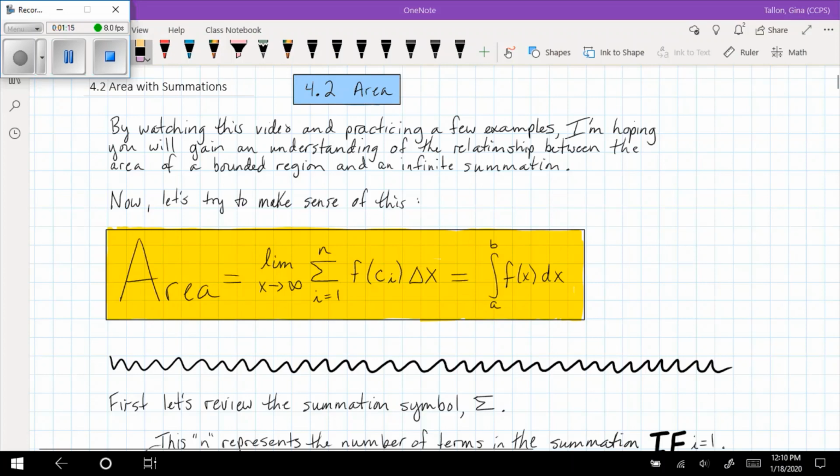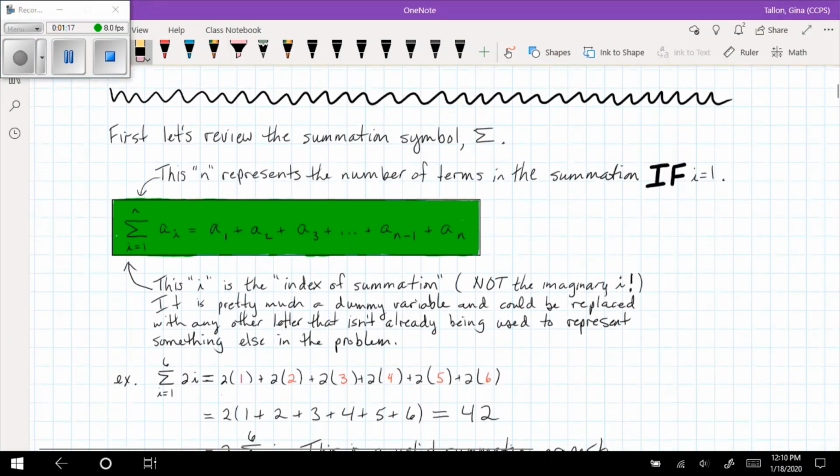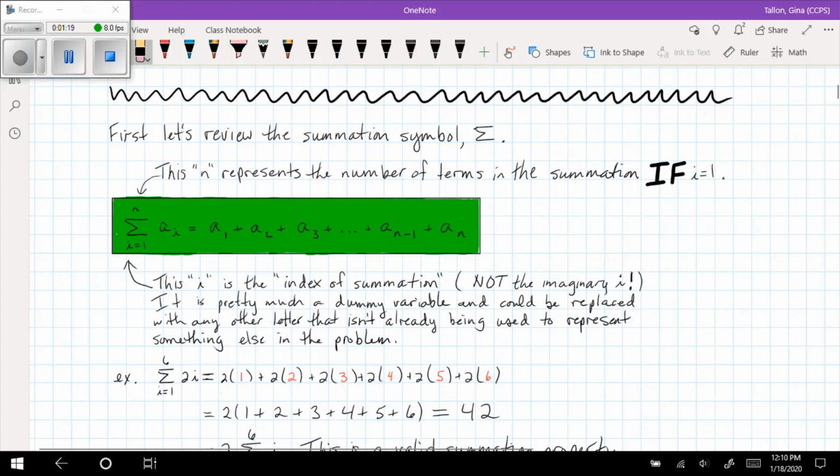Okay, let's first review the summation symbol. This is a Greek letter sigma, and it represents a summation in mathematics. The number on top, that n, I know I called it a number and it says a letter here, but it will represent a number as we go through. This n represents the number of terms in the summation if i equals 1.